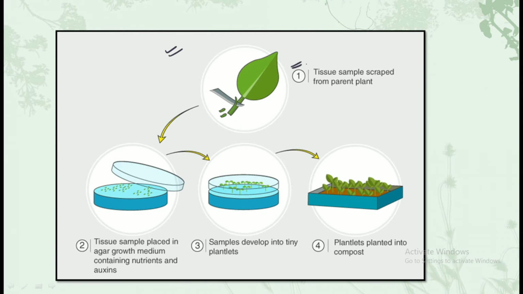In step 1, the tissue sample is scraped from the parent plant. In step 2, the tissue sample is placed in the agar growth medium, and that contains the nutrients and the auxins. In step 3, the sample develops into tiny plantlets, and in step 4, the plantlets are planted onto the compost in order to have a rapid growth of the plantlets.